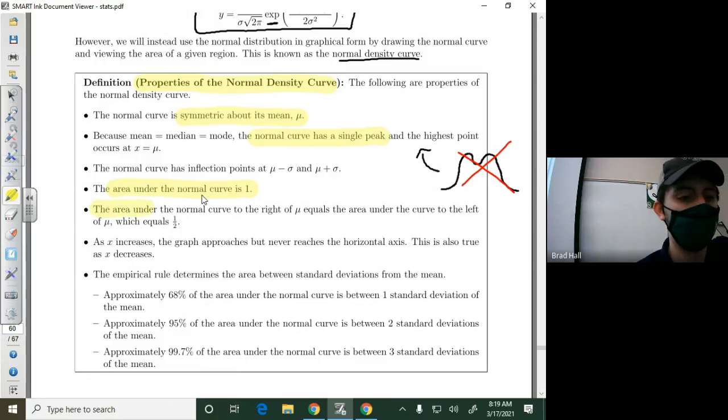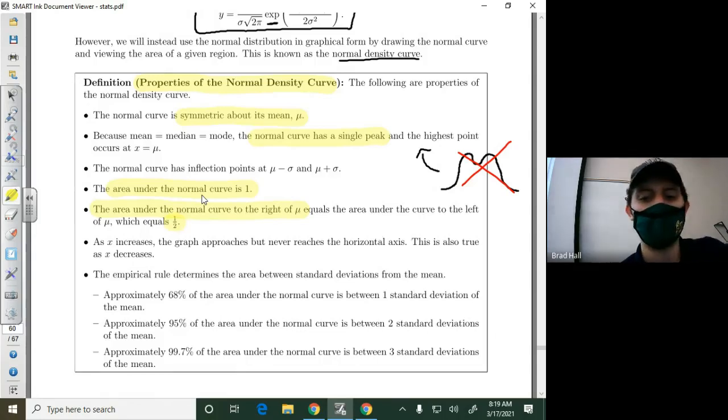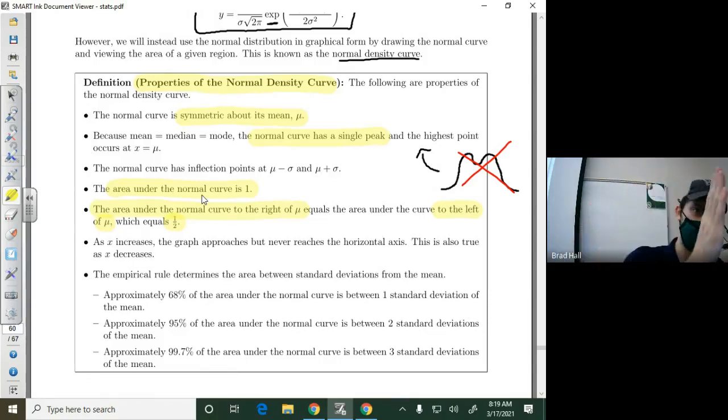The area under the curve to the right of the mean is 1/2, and to the left of the mean is 1/2. Now this actually makes sense. If the area under the curve is 1, and the curve is perfectly symmetric, that means if I split the area in half, just right down the middle, 1/2, 1/2. That's it. And that'll answer a homework question right there.